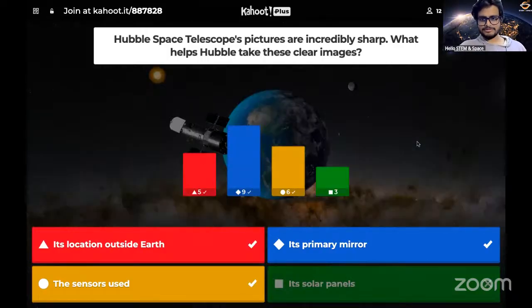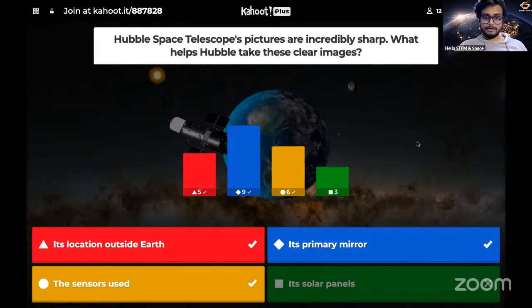Next. Well, if somebody is asking for the next question, yes, we will come over to the next question. And yes, the correct answer was its location outside Earth. Why? Because the Hubble Space Telescope or any space telescope has to be placed outside the atmosphere of the Earth, right? So that there is no hindrance from the atmosphere.